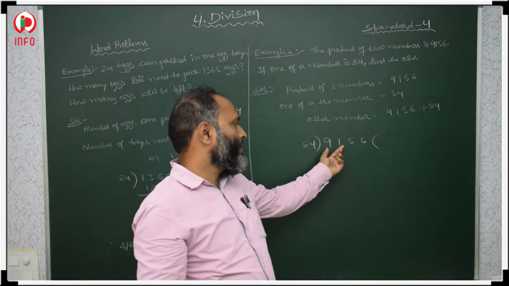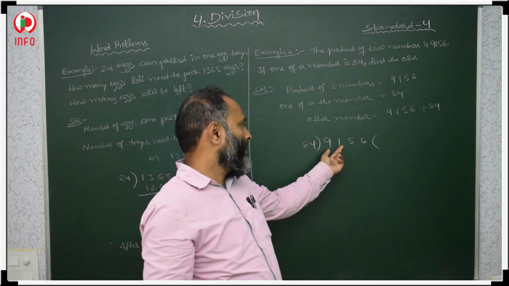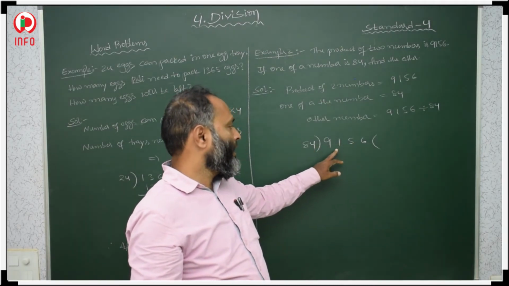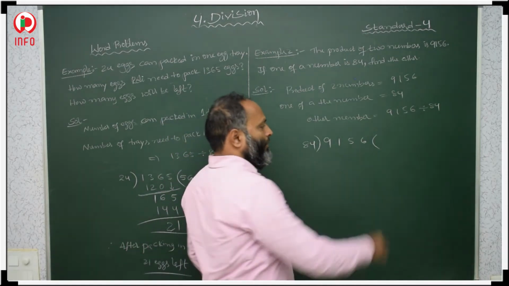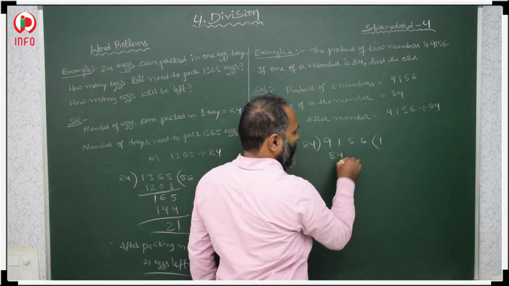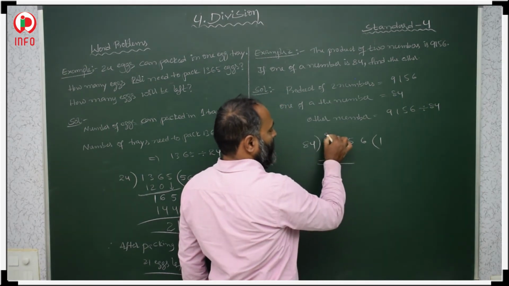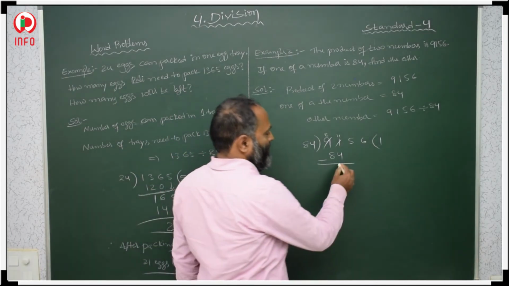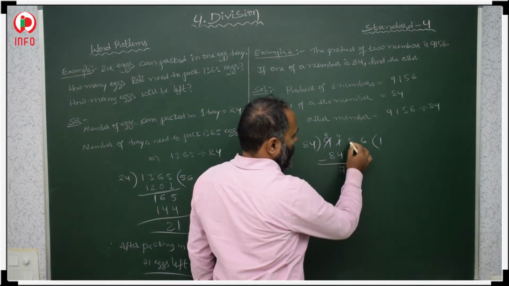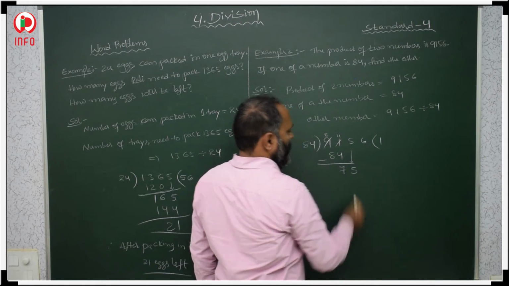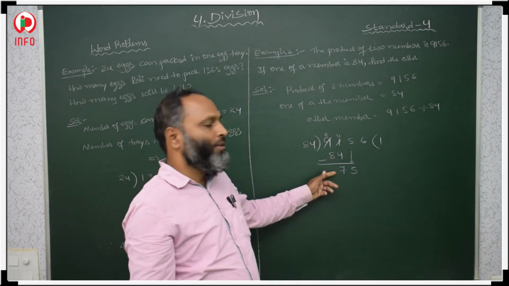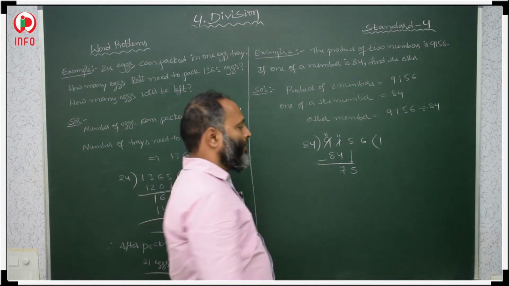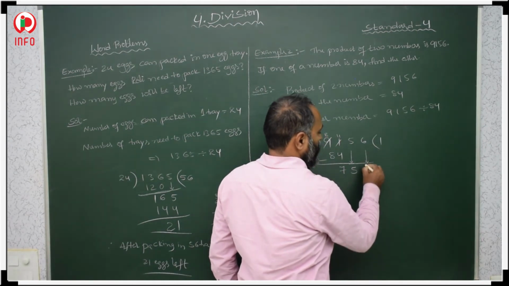First we have to take two digits, 91. 91 is greater than 84, so we take 91. No need to take another digit. 84 ones are 84. Then subtract: 11 minus 4 is 7, and this is 5, so 75. 8 minus 8 is 0, no need to take that 0. Here 75 is less than 84, so we have to take one more digit, that is 6.